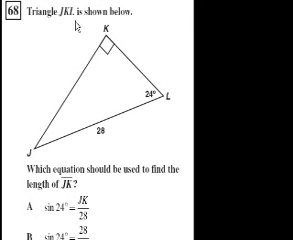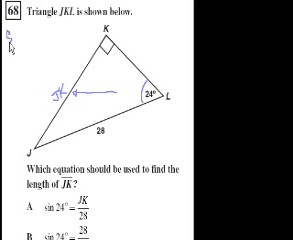Problem 68. Triangle JKL is shown below. Which equation should be used to find the length of JK? So we want to find JK. We have this angle here. JK is the opposite side, right? We want to figure out the opposite side. We have the hypotenuse. So what trig function deals with opposite and the hypotenuse?